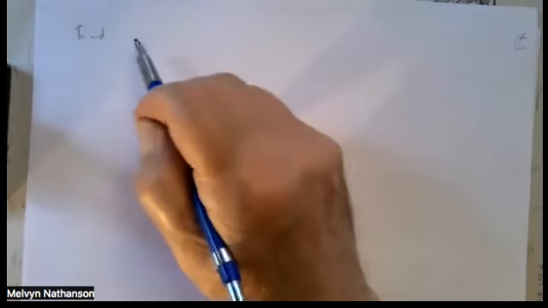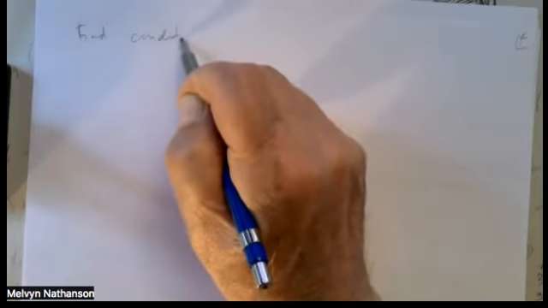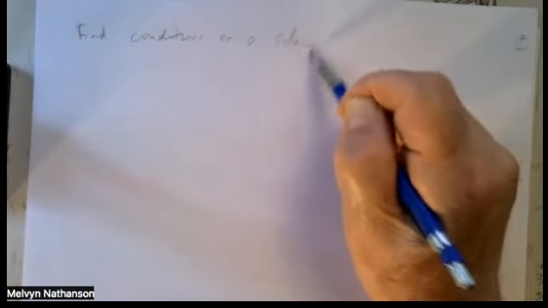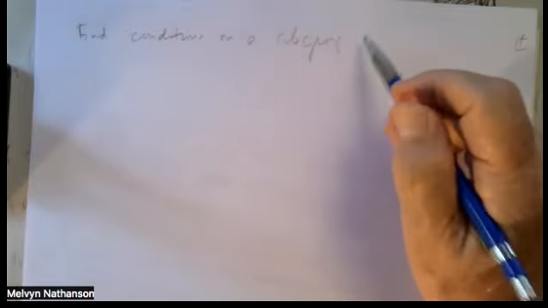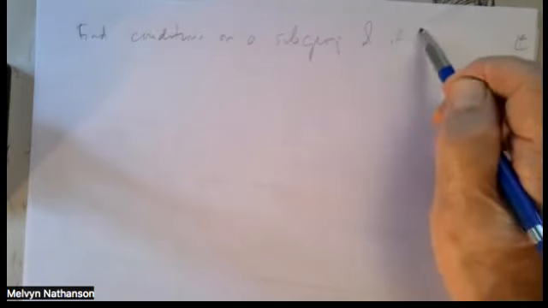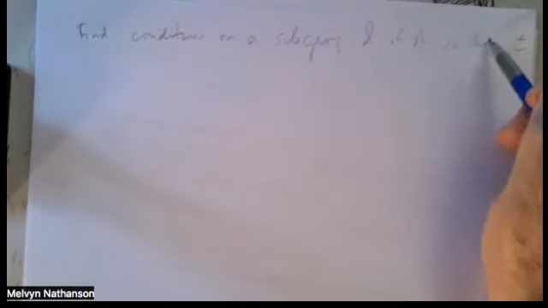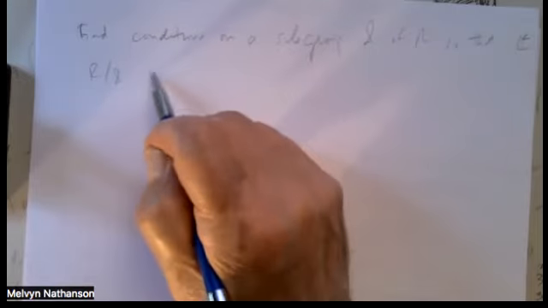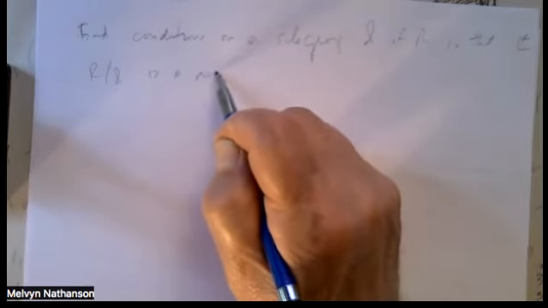We want to find conditions on a subgroup. Instead of H, I'll call it I. I'll write it like this, a subgroup I of R, so that the quotient group R mod I is a ring.